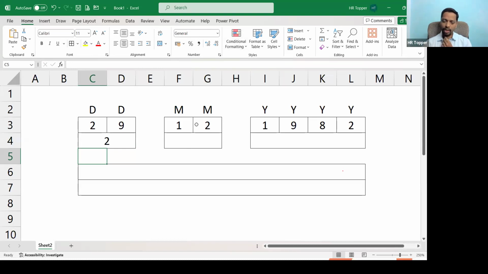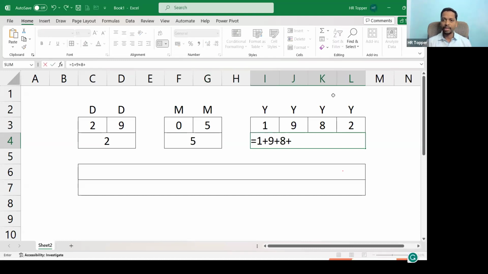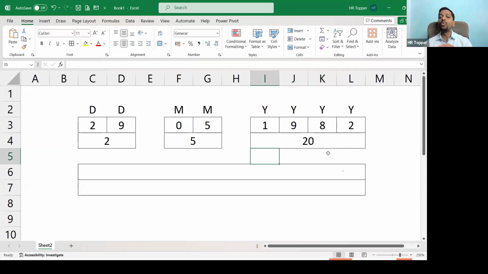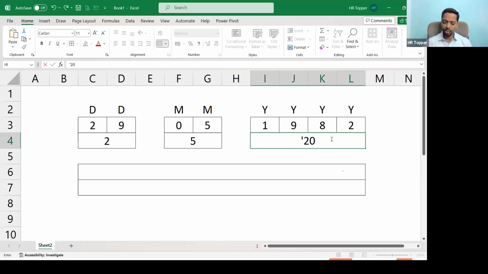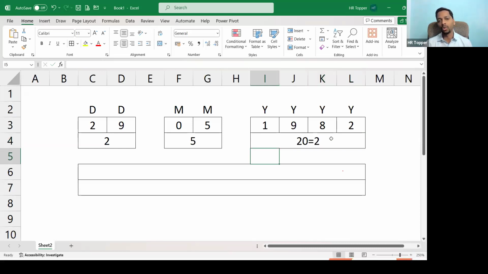Shall I go ahead? Now the month. 1 plus 2, it's 3. If your month is, let's say, number 5, May, then it will come as 5. Is the logic clear up to here? Now add your year: 1 plus 9 plus 8 plus 2. So it is 20, and 2 plus 0, finally 20 is equal to 2. So the number is 2. For this person, the date number is the driver.